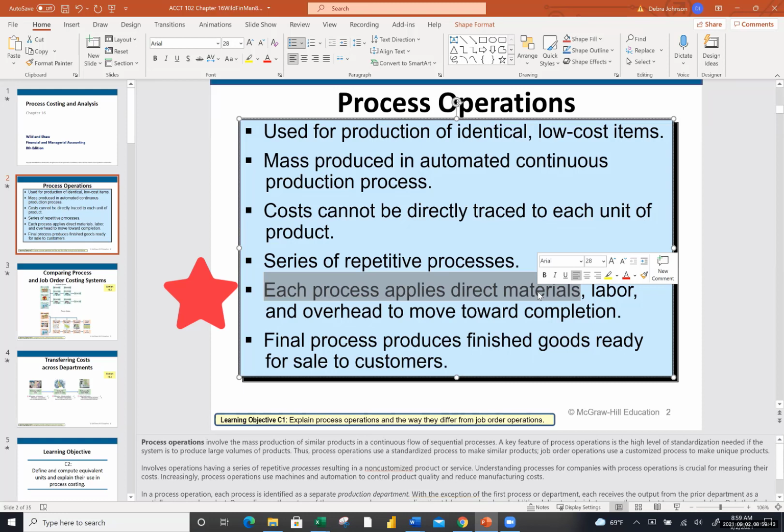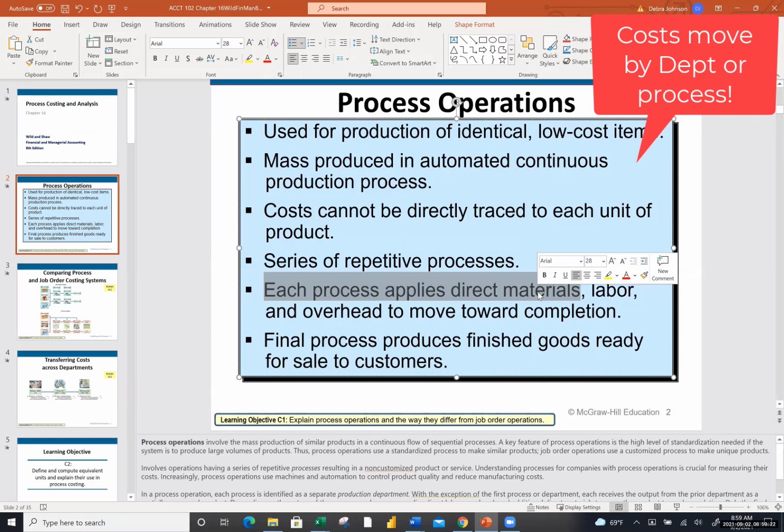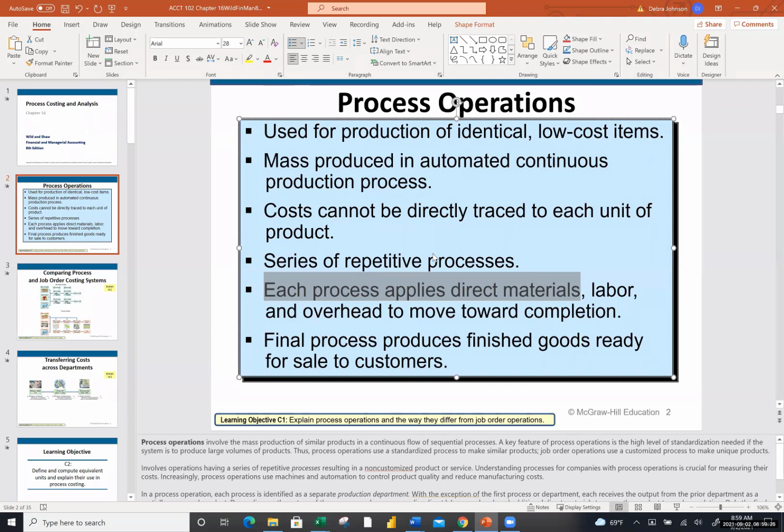Job order costing that we did in chapter 15, the cost moved by jobs. You had a job card and it was easy to see when a job was finished, and when it was finished, it just went to finished goods. Process costing is continuous processing. That was the other name the author gave it. And so each process, the cost gets bigger and bigger and bigger.